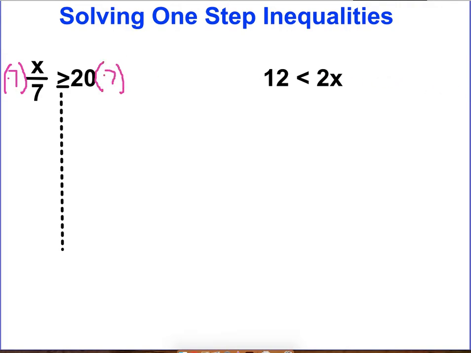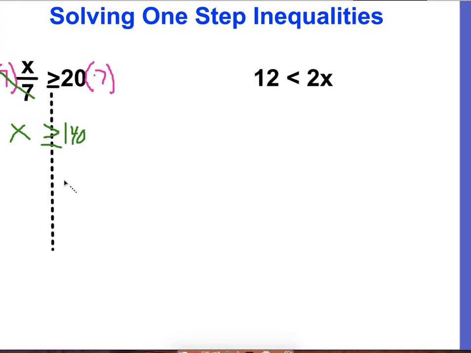Times 7. What happens here? These are inverses. Divide and multiply, so I only have x. 20 times 7 is 140. And this greater than or equal to stays the same. Since x is on the left side, my variable's on the left side, I'm going to leave it like that and then go ahead and plot this.